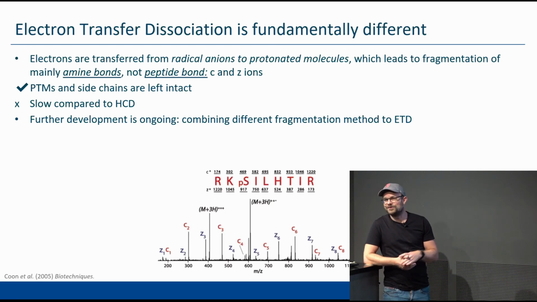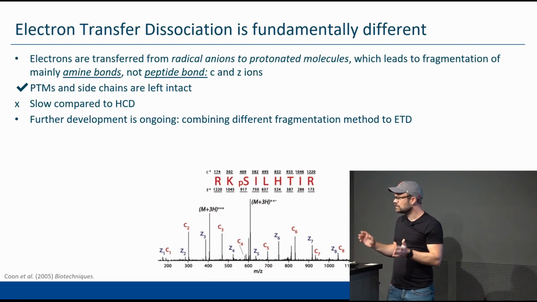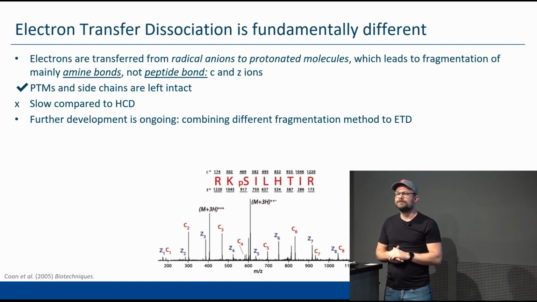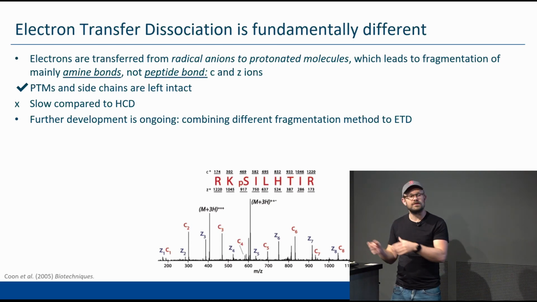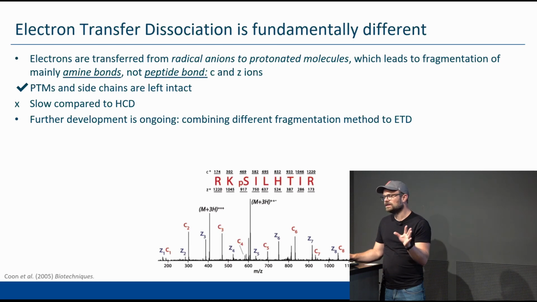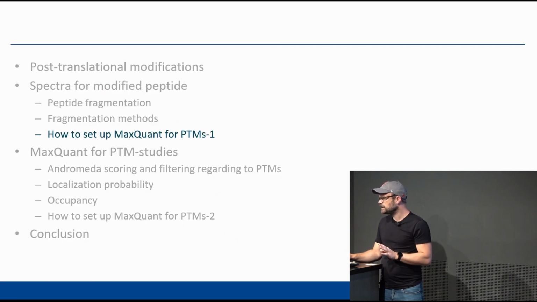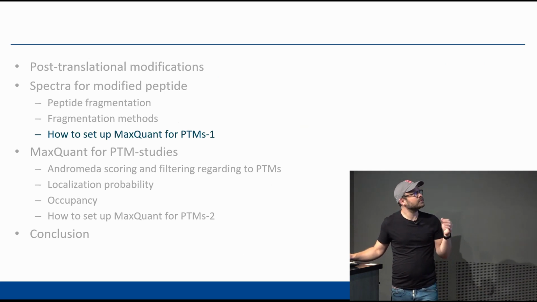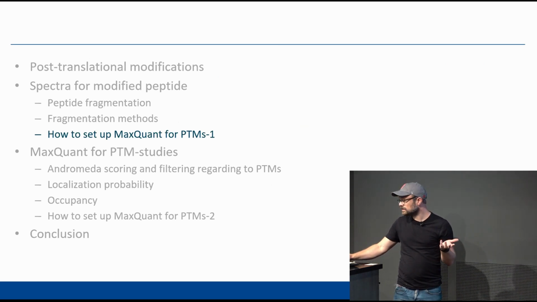I mean, there is a lot of progress. It said it was slower. I don't know if it's still slower with the latest generation instruments, but there is development going on, and there are also other fragmentation methods now on the market. But so HCD and ETD can be used. And now let's have a look at how to set it up in MaxQuant.